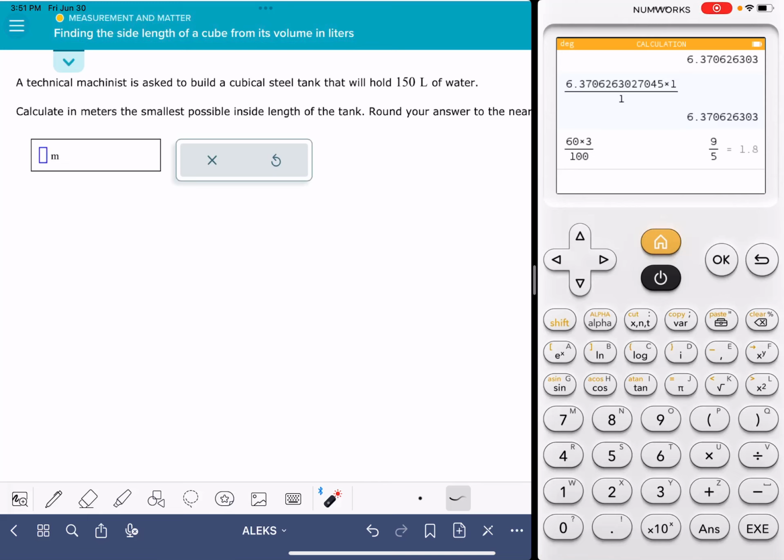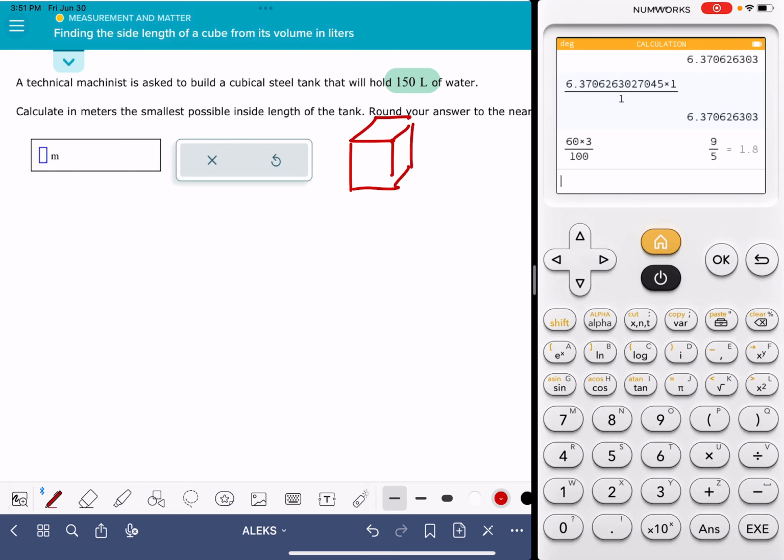In this video, I'll show you how to solve the ALEKS problem called finding the side length of a cube from its volume in liters. This problem is going to give you a volume in liters, just like it says, and it wants you to calculate the side length of a cube that would hold that particular volume.